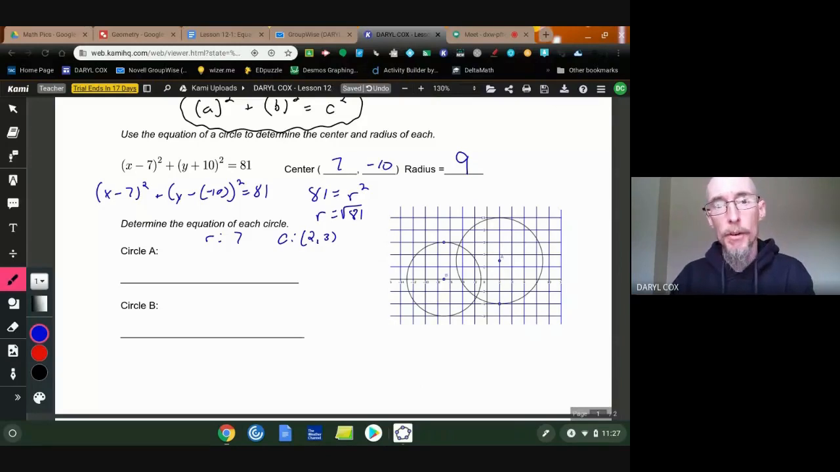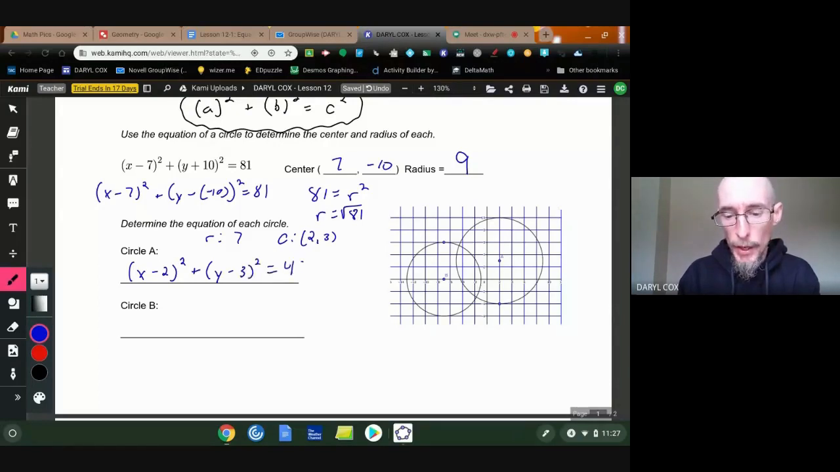Taking those points now, write the equation for your circle. You should have x minus 2 squared, don't forget the squared, plus y minus 3 squared equals 49. Don't leave that as 7 squared. You know what 7 squared is, so go ahead and calculate it. Very simple. Try circle B. Write the equation for circle B.